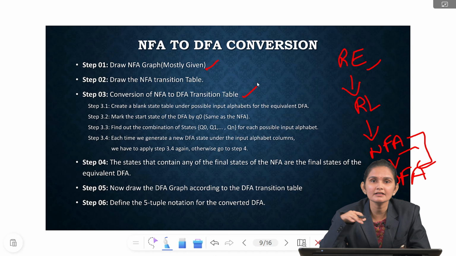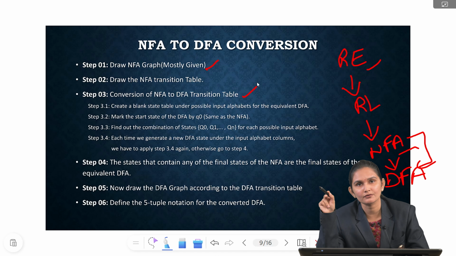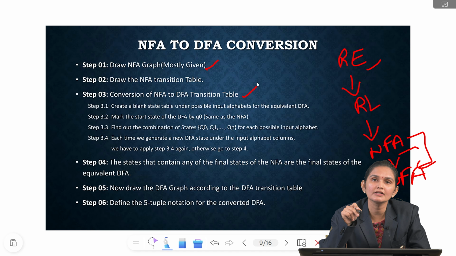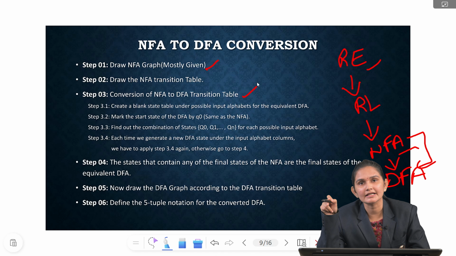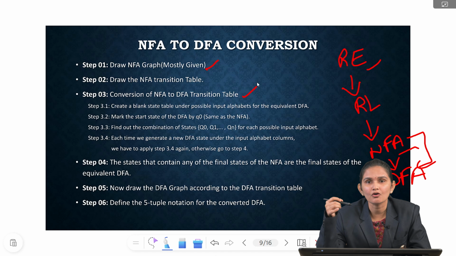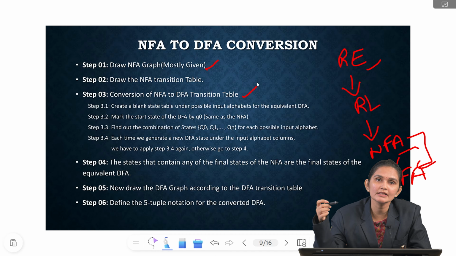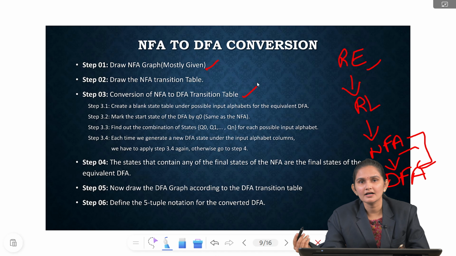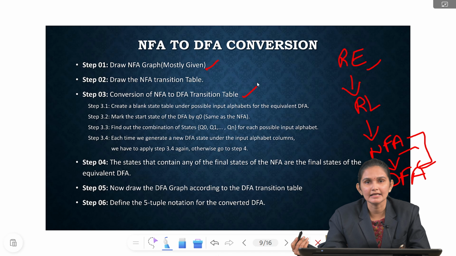After all the states are processed, then we will mark the final states. Here, the initial state of NFA will be the initial state of the DFA. Final states of the NFA are the final states of the DFA. At last, we will draw the DFA graph using the DFA transition table. After that, we can give a five tuple notation for the DFA graph.